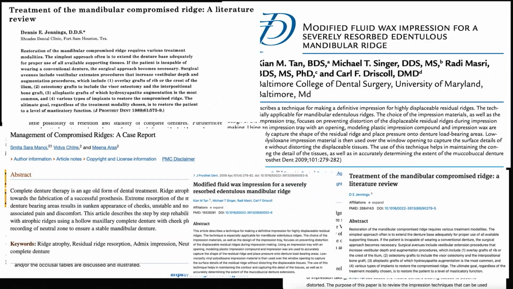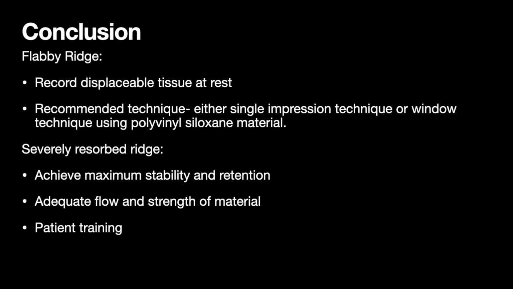The vast amount of literature on impression techniques can be confusing. Based on my experience, the key is simplicity and consistency. For flabby ridges, use alginate for primary impressions. For secondary impression, use either single impression technique or window technique using polyvinyl siloxane material in different consistencies.